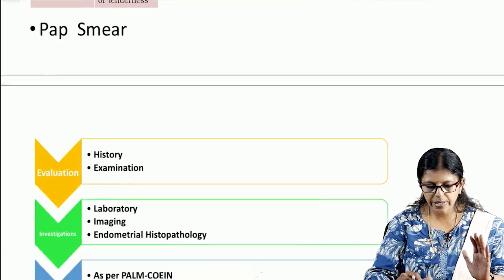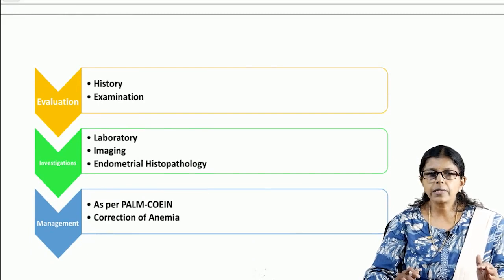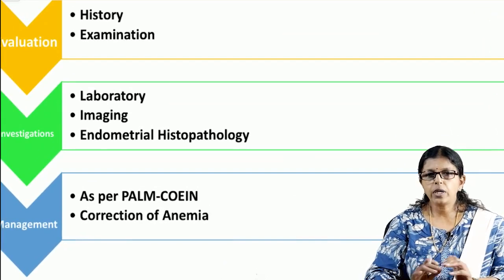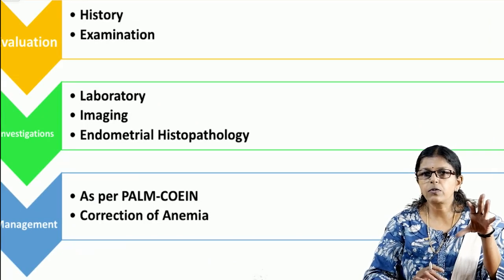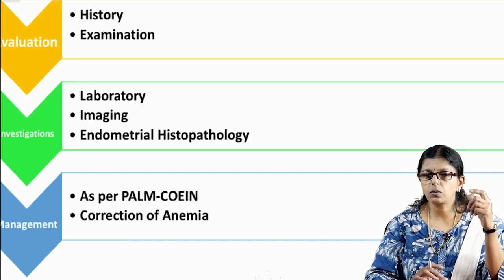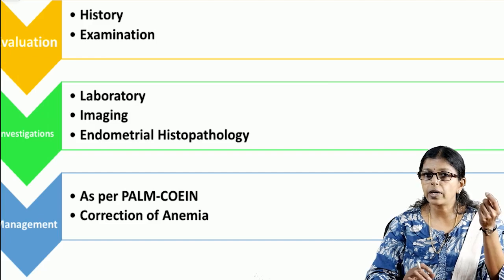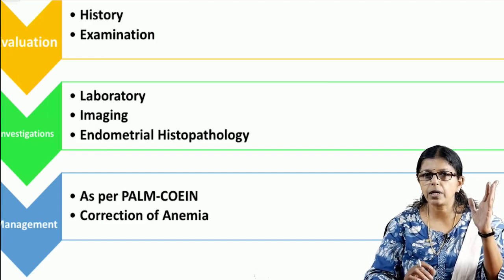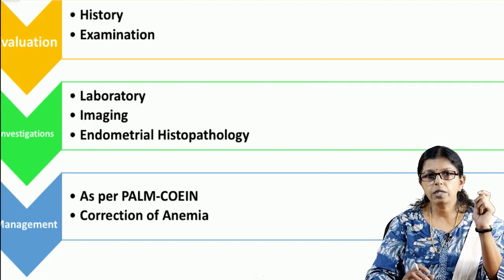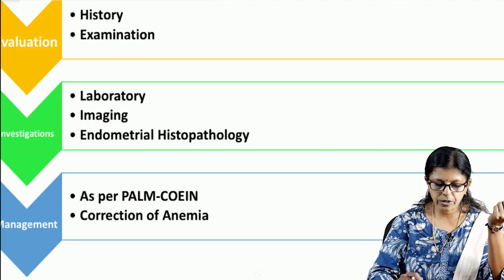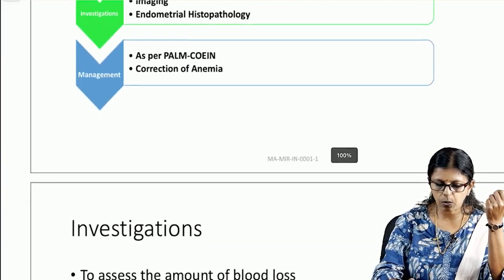Now once that is done, what is the next step? So you've done a history, you've done an examination, you've completed your examination. The next step in evaluating this patient would be laboratory investigations and imaging. Okay, because the first thing you have to do is rule out structural causes. So you do some laboratory investigations, you do an imaging, and depending on that, you may or may not take a sample from the endometrium to know whether there is any endometrial pathology. That is something that you cannot make out on just imaging. You need a histopathological examination of the endometrium. And then you come to a diagnosis as per PALM-COEIN, and then you manage. So this is how we usually go about.